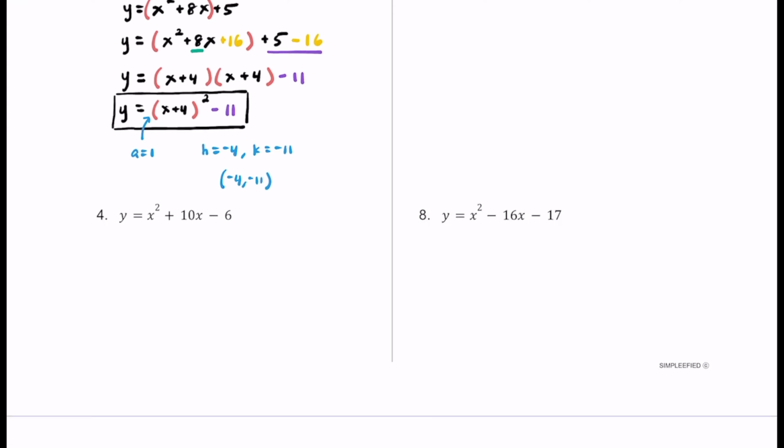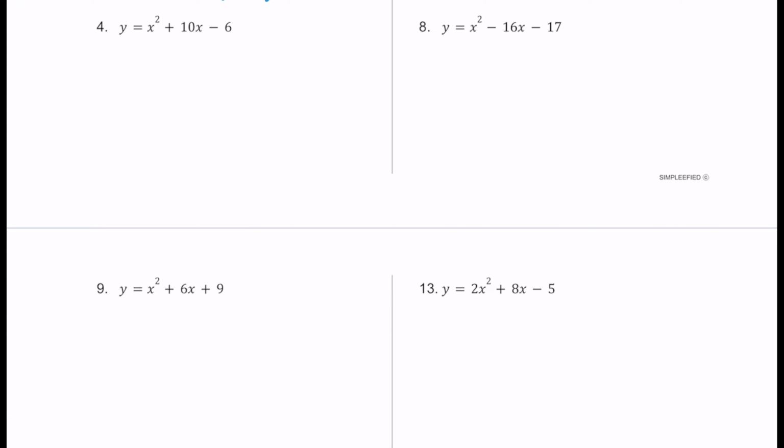All right, for number 4, we have the equation y is equal to x squared plus 10x minus 6. Let's copy it down and group the first two terms together, just like in the last few examples. Now let's space them out.